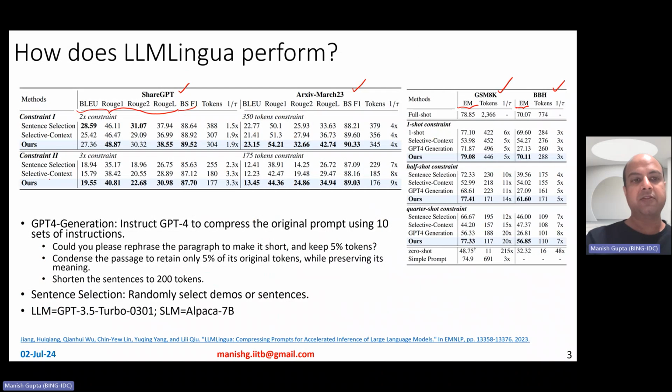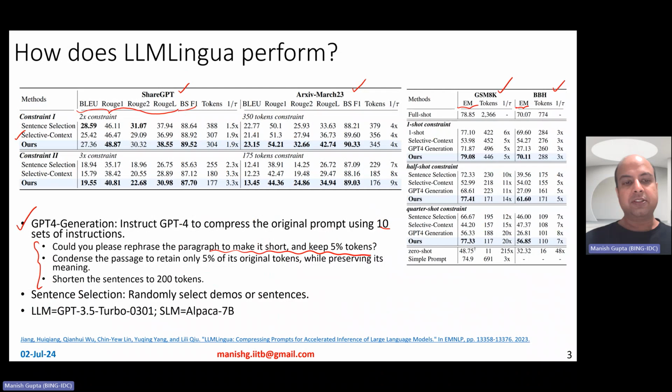The first baseline is, of course, selective context, where you basically just get rid of tokens based on their overall global perplexity, right? The other comparison is done using the GPT-4 generation. So you could actually tell GPT-4, here is the original prompt. Can you basically compress it down? Okay. In fact, they do it using 10 different sets of instructions. 3 of them are shown here. Those are in the paper. So could you please rephrase the paragraph to make it short and keep 5% tokens, right? That's how you can actually ask GPT-4 to compress the original prompt also.